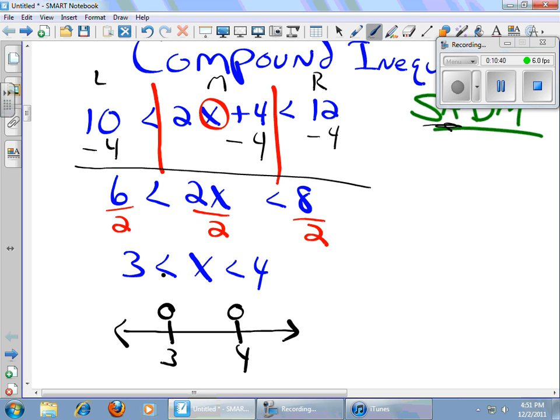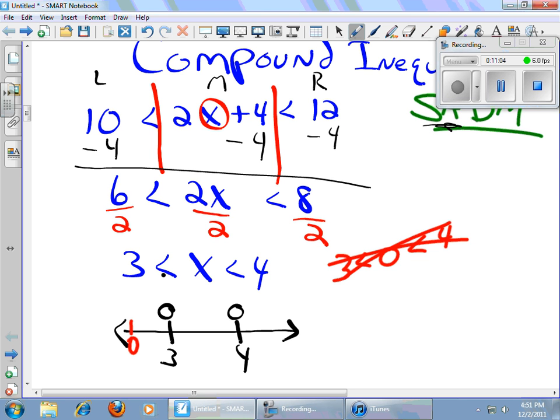Now I need to pick a number that makes that true, and that's where I'll shade. I can test numbers less than 3. Let's take 0. I'll test 0. If I put 0 in, is 3 less than 0? No, it is not. That doesn't work. I won't shade toward the 0.